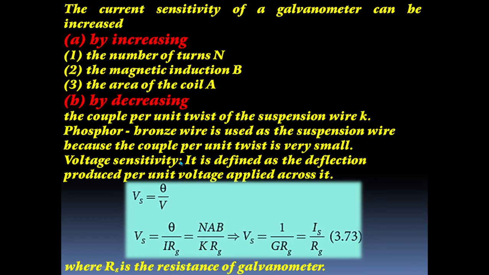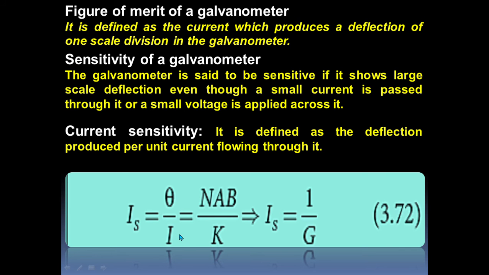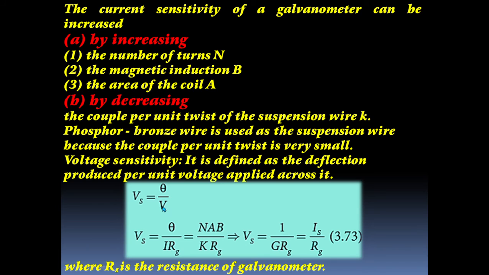Voltage sensitivity is also a very important topic. It is defined as the deflection produced per unit voltage applied across it. So Vs is equal to theta divided by V. Already Is is equal to theta divided by I. Here Vs is equal to theta divided by V. According to Ohm's law, V is equal to I R, so here V is equal to I Rg, where Rg is the galvanometer resistance.